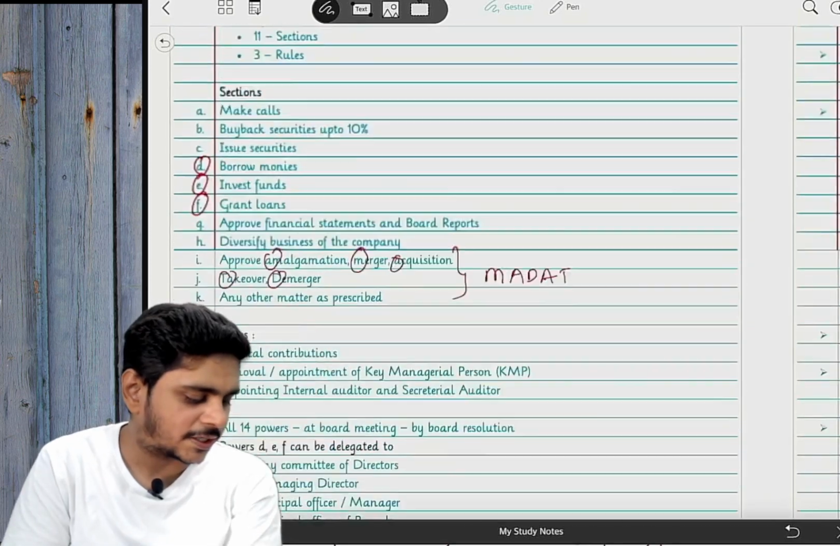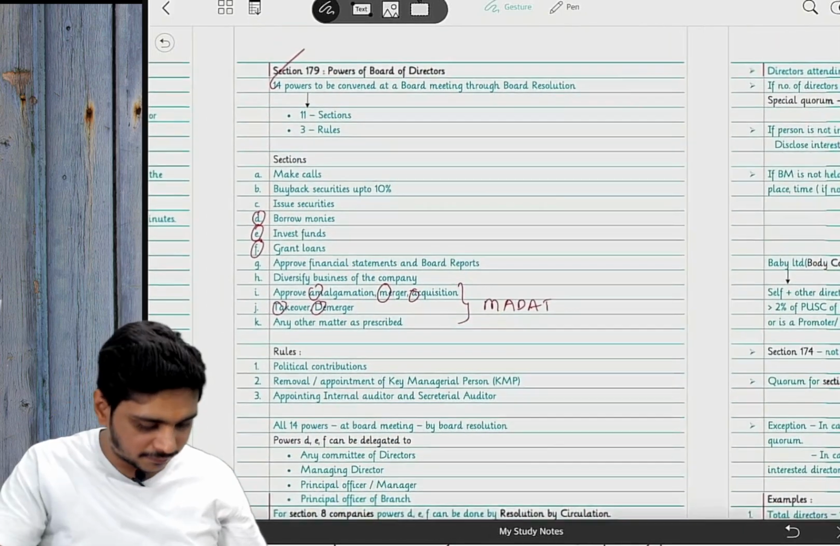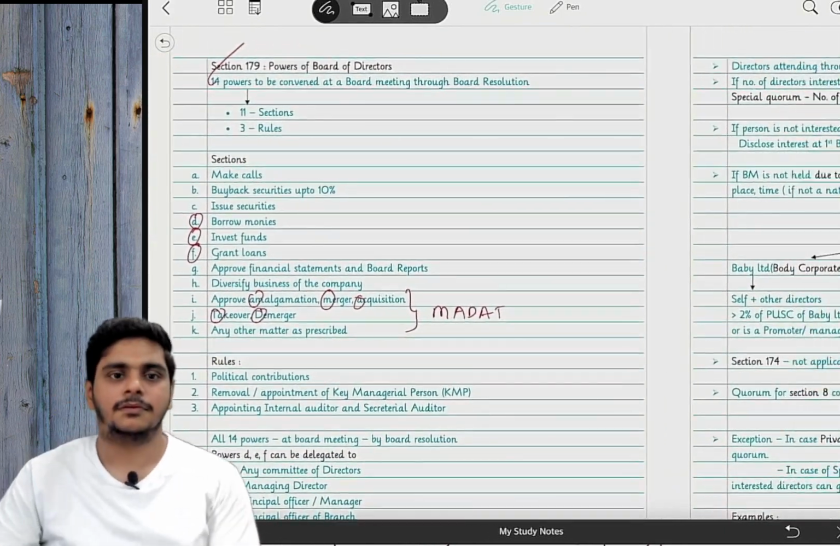Okay. So this is Section number 179. Read 179 from the screen. Read.